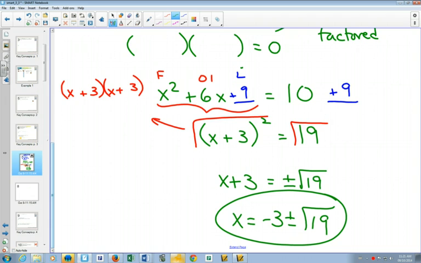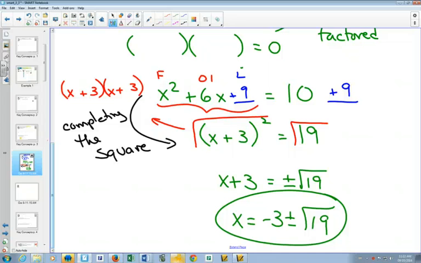What this is called, this step right here, from here to here, is called completing the square. Because we wanted to make something a perfect square, but in order to do that, we had to add something to it to make it into a square. So once we completed the square, then we could use our new technique.